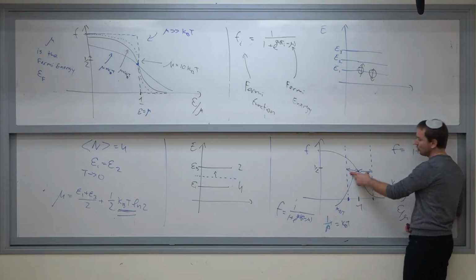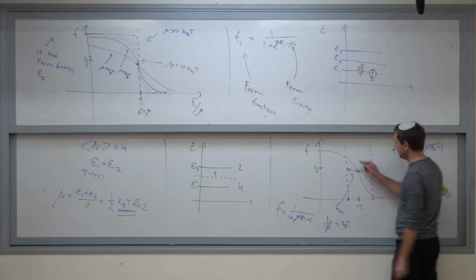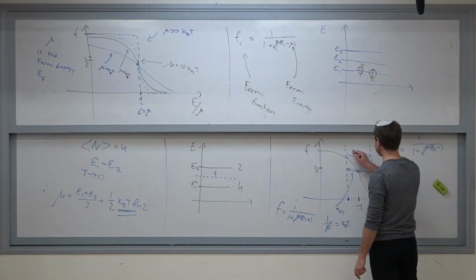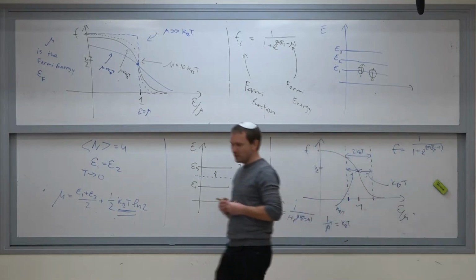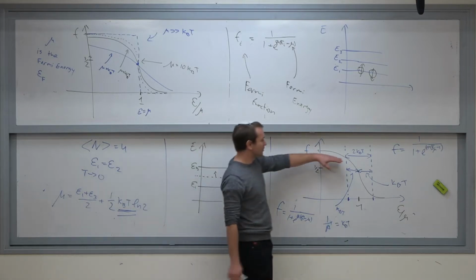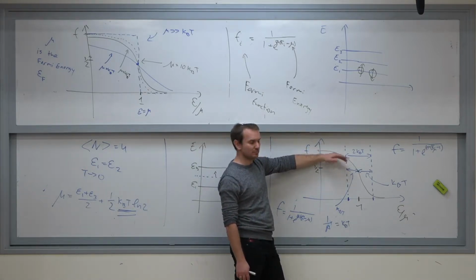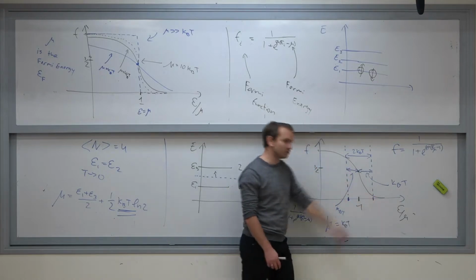So we have a total energetic width of 2k_B T. This is the width of 2k_B T, where something actually happens. In this region, the Fermi function is lower than 1 and significantly higher than 0.